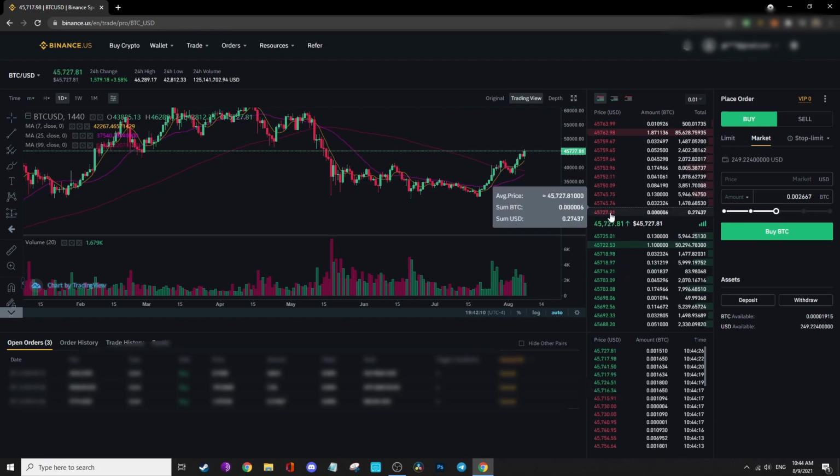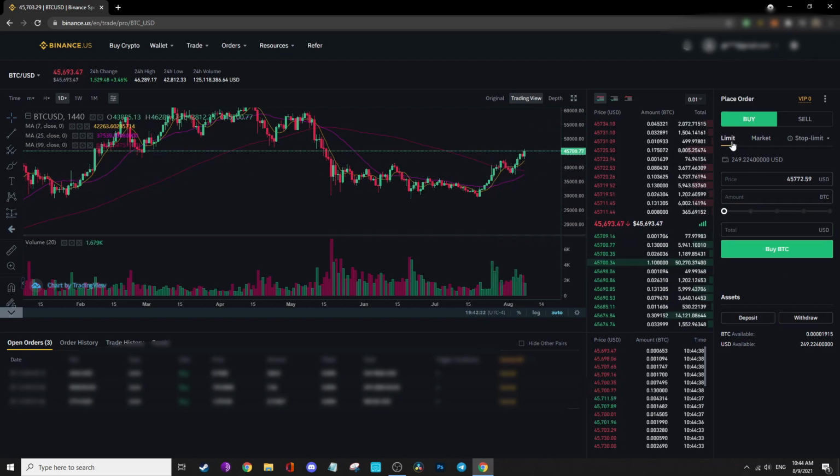Let's say you're waiting for the next dip, and you want to have an order open so that you can be ready to buy the dip without actually having to wait or watch the price fall and then just do a market buy. Well, that's where the limit buy comes into play. With the limit buy, you can actually set the price that you want to buy Bitcoin at.